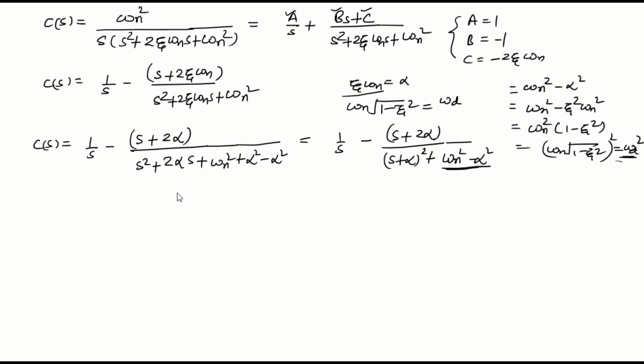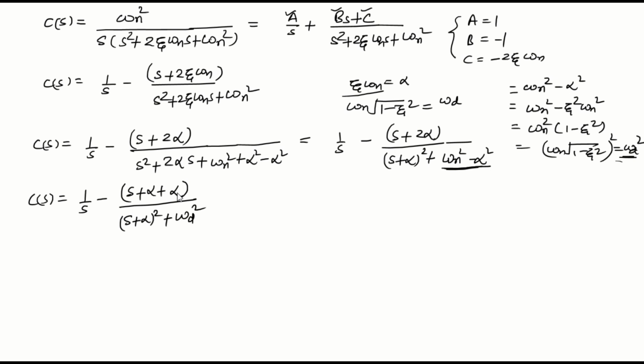So let me write this expression once again. This will be 1 by s minus, and I'm separating this s plus 2 alpha into s plus alpha plus alpha, divided by s plus alpha whole square plus omega d whole square.